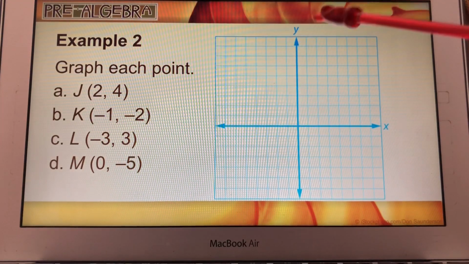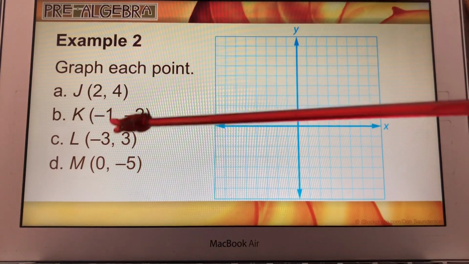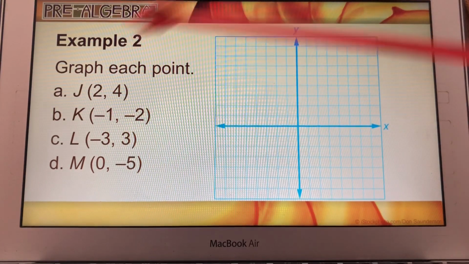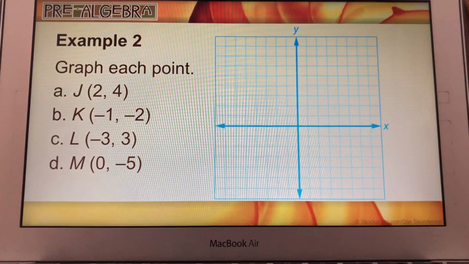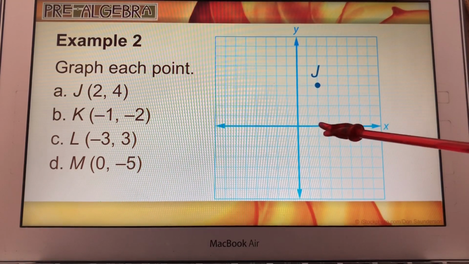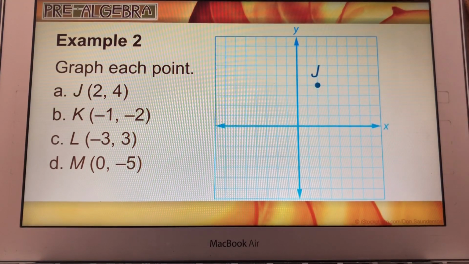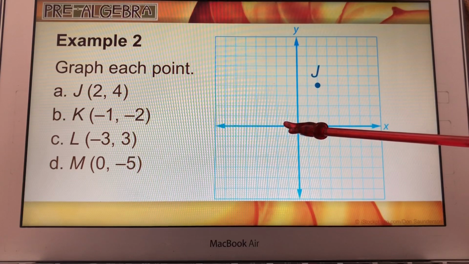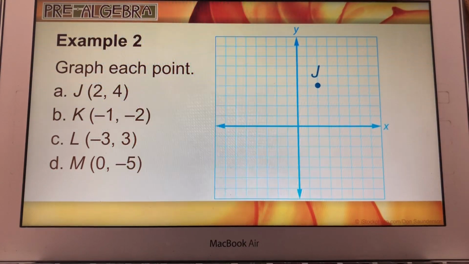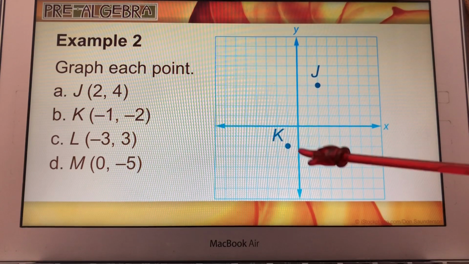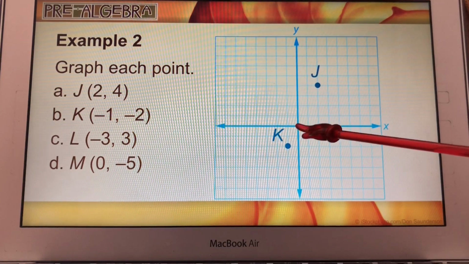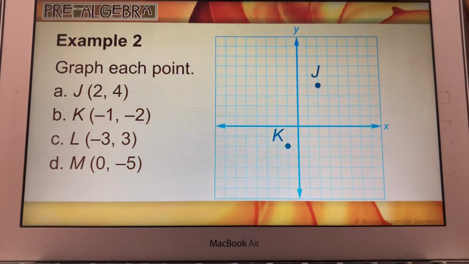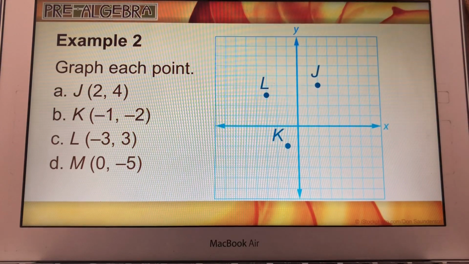Okay, now let's take a look at example 2. Now we're given specific points, and we have to graph them. So for J, we want to graph (2, 4). So you're going to go 1, 2, and then 1, 2, 3, 4. There's J. For K, we've got (-1, -2). 1, 2. So K is down here. For L, we go -3, 1, 2, 3, and then up 3, 1, 2, 3. So it's going to be in quadrant 2 right here for L.